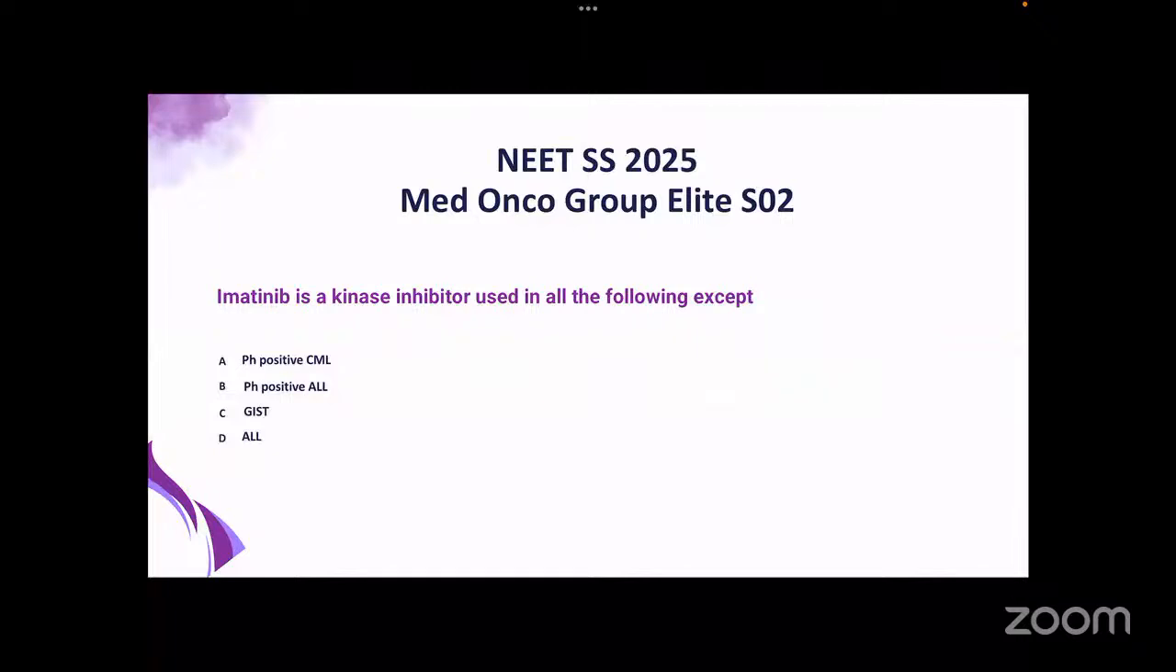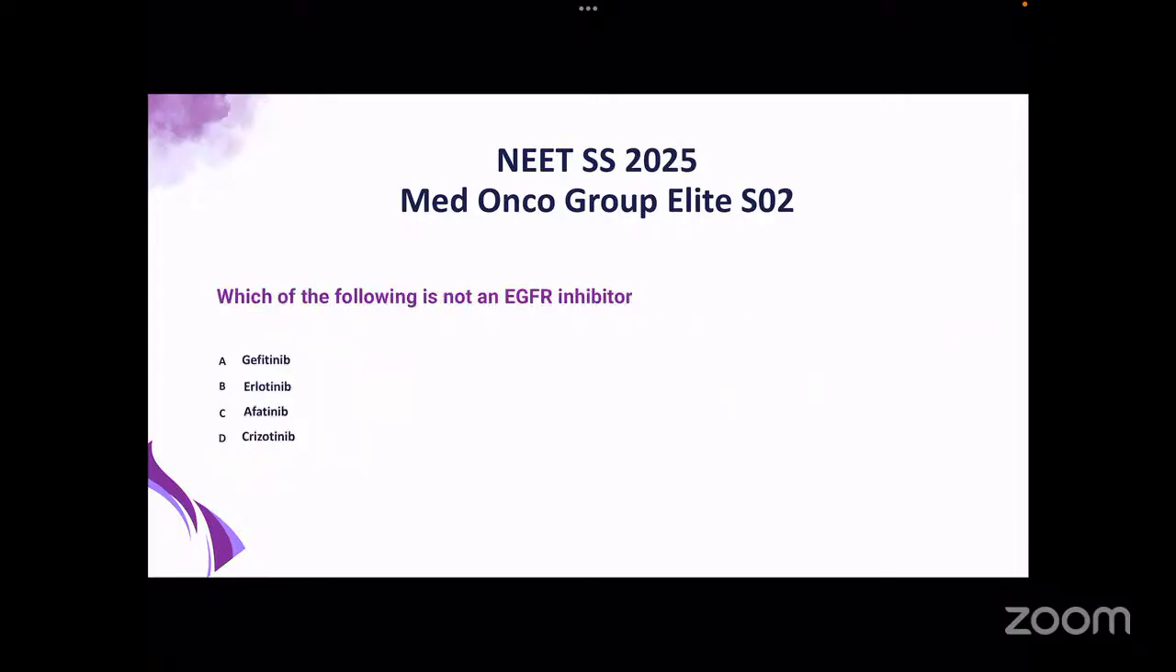So imatinib is used in all the following ways. Imatinib is used in actually many conditions. Ph positive, yes. Ph positive ALL, yes. GIST is the drug of choice. ALL, not all ALLs. Okay. Imatinib or dasatinib is used only for Ph positive ALL. So the answer is ALL.